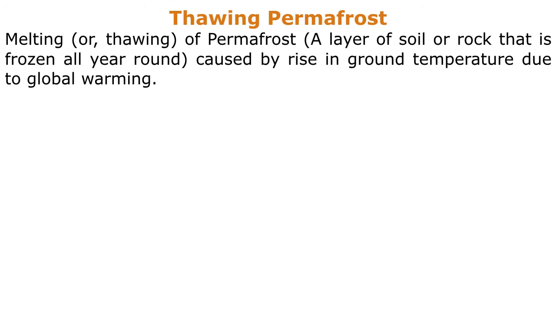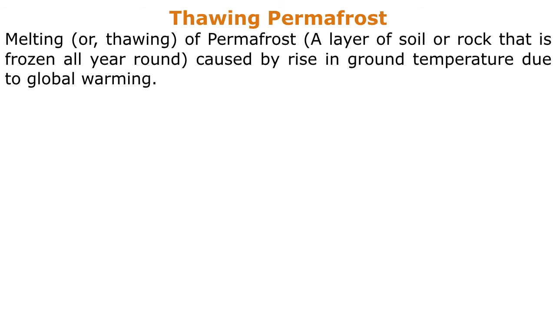Then thawing the permafrost. Permafrost refers to a layer of soil or rock that is frozen all year round. Perma means permanent, frost means frozen. So permafrost is found throughout Alaska and parts of Canada and other countries in the far north. Note that permafrost is not barren land. Plants also still grow on the soil and the surface, which is not frozen during the summer part of the year. However, there may be a thick layer of permafrost underneath.